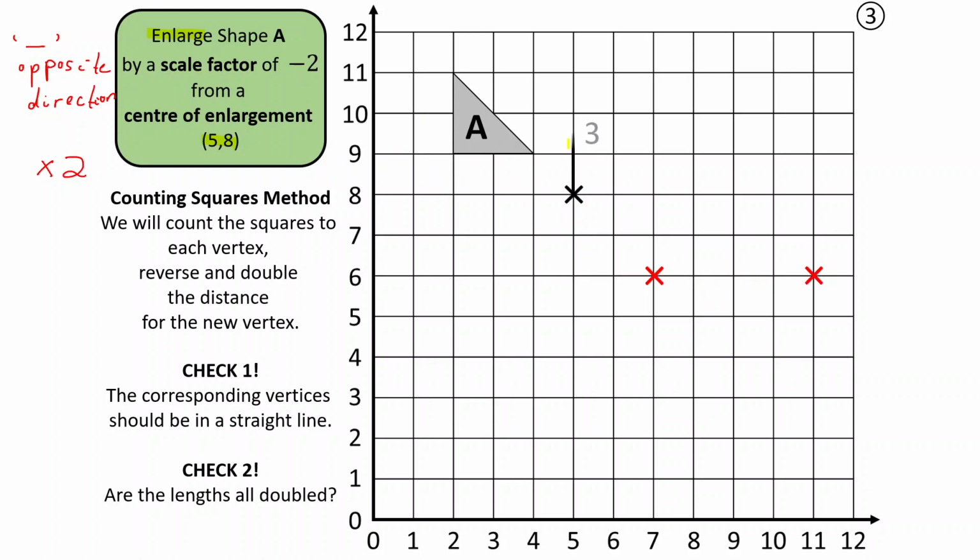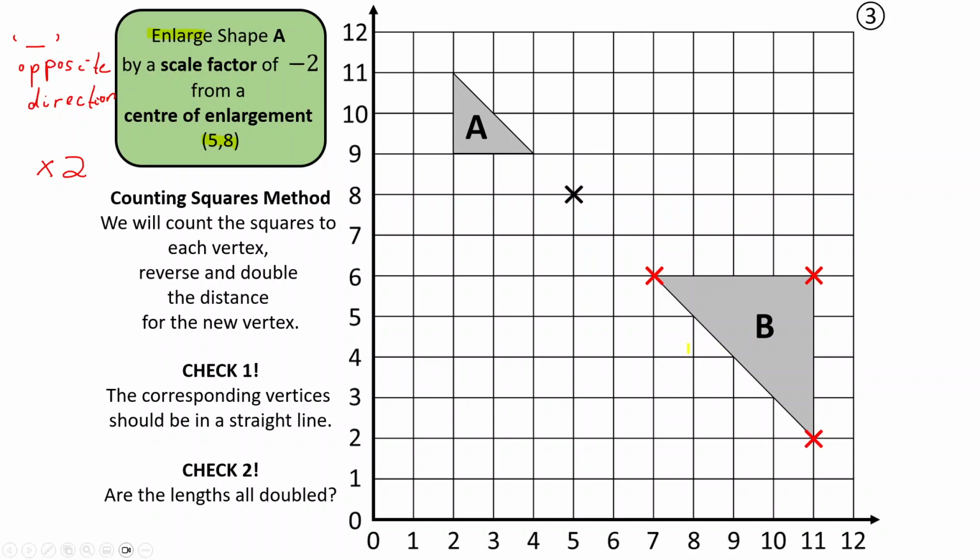And then finally, they want to go for this point up here, which is 3 up and 3 across. So now we need to be going down from this point here, your center of enlargement, down by 6 in the opposite direction, and across by right, because that's the opposite direction to left. Okay, so let's go and do that. Down by 6 from your center of enlargement, this point here, and then across not by 3, but by 6, and there we go.